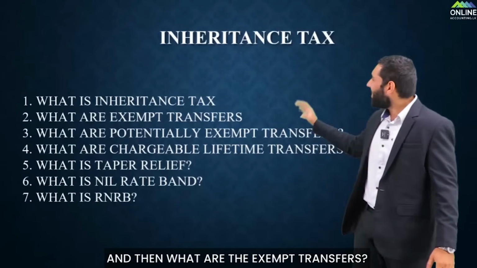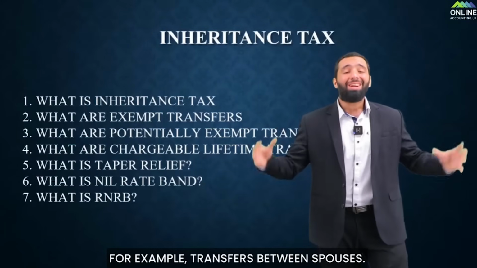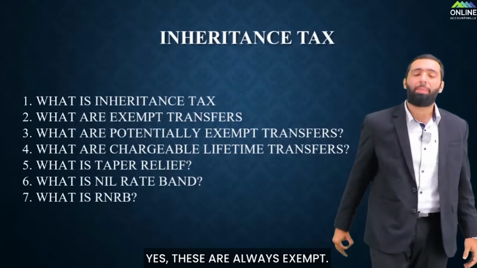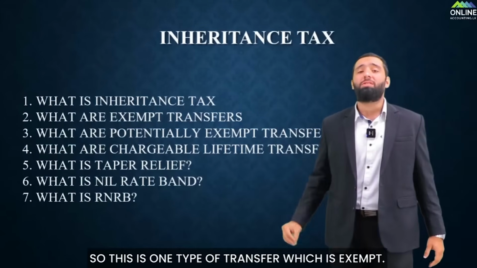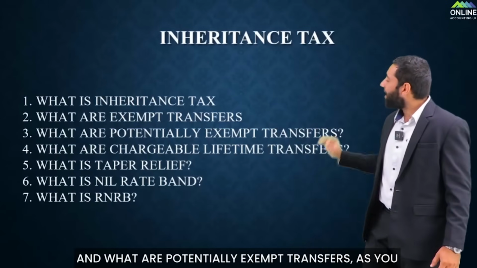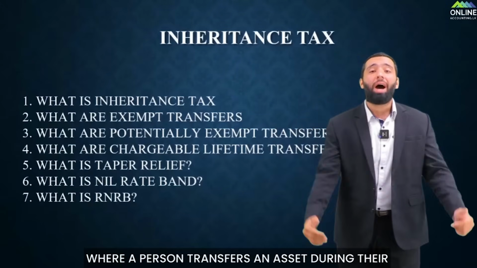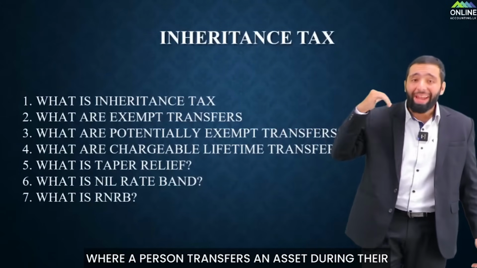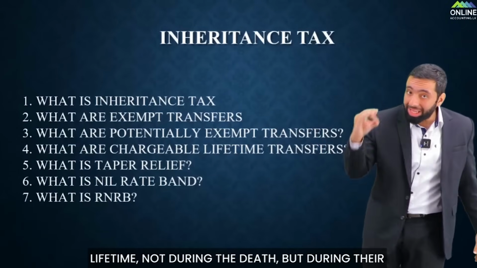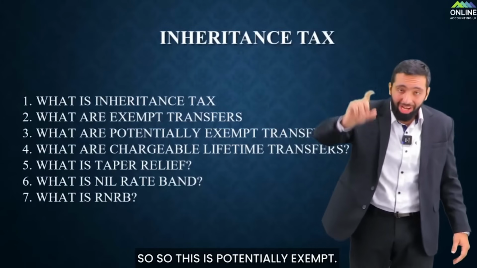And then what are the exempt transfers? Yes, there are many exempt transfers. For example, transfers between spouses. Yes, these are always exempt. So this is one type of transfer which is exempt. And what are potentially exempt transfers? As you can see, what is this? Yes, this is where a person transfers an asset during their lifetime, not during the death, but during their lifetime, from one person to another person. So this is potentially exempt.